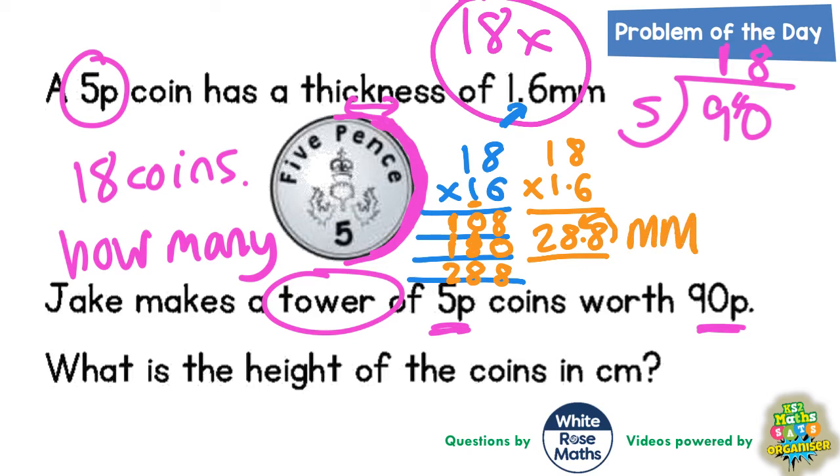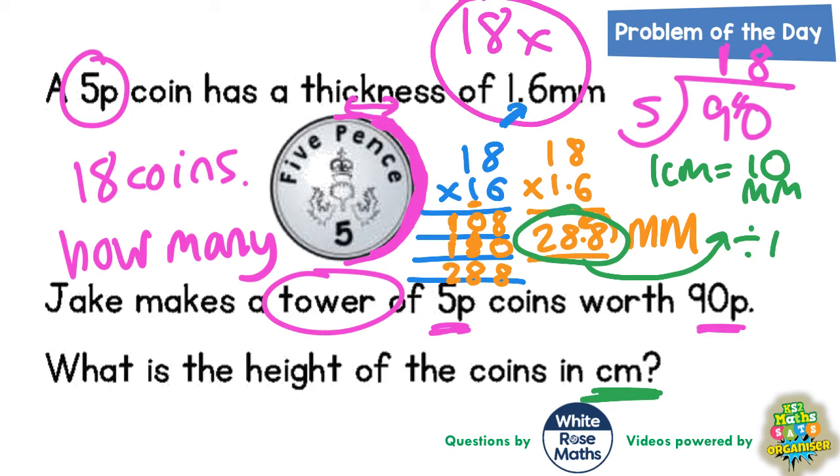Now there's still one more step to go, because the final question does say what is the height of the coins in centimeters. Well, this height here is in millimeters. Now we should know that 1 centimeter is worth 10 millimeters. And we've got 28.8 millimeters, so we need to figure out how many 10s go into that. So we're actually dividing by 10. So it's 28.8 divided by 10, and our answer will be how many centimeters?